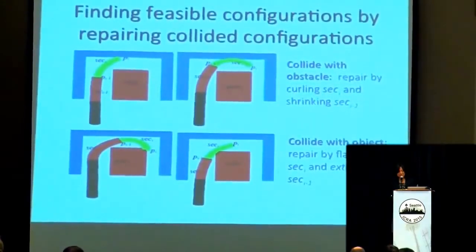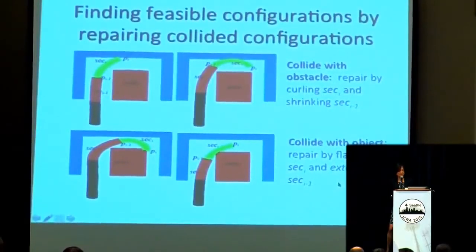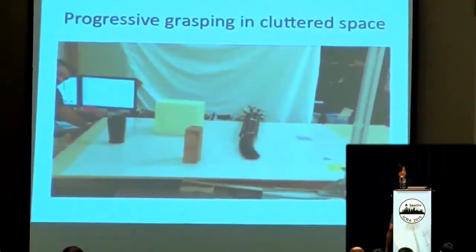And we try to find the so-called feasible configurations by repairing collided configurations. If a collision happens between the arm and some obstacles, then we have this efficient heuristic to repair by curling the collided section and shrinking the previous section. If the collision happens with the target object, then we repair by flattening the collided section and extending the previous section. The strategy turns out to be very efficient in generating feasible configurations.